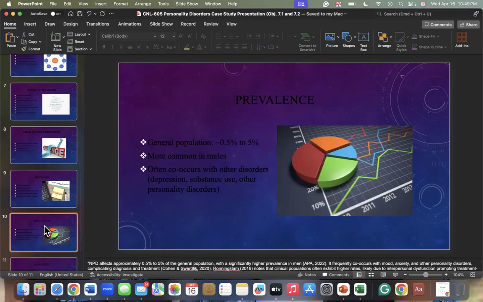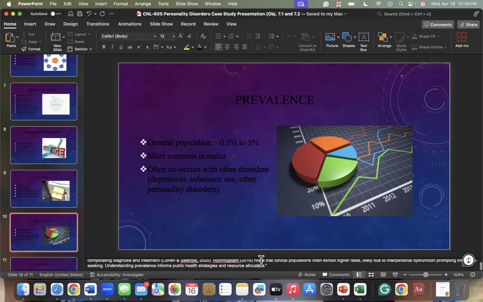Next is the prevalence in the general population, which is 0.5% to 5%. This is mostly common in males. It often occurs with disorders such as depression, substance use, and other personality disorders. It frequently occurs with mood, anxiety, and other personality disorders, complicating diagnosis and treatment. So sometimes there's a higher rate when it comes to interpersonal dysfunction.